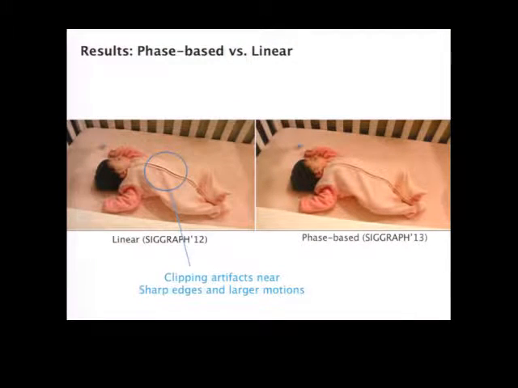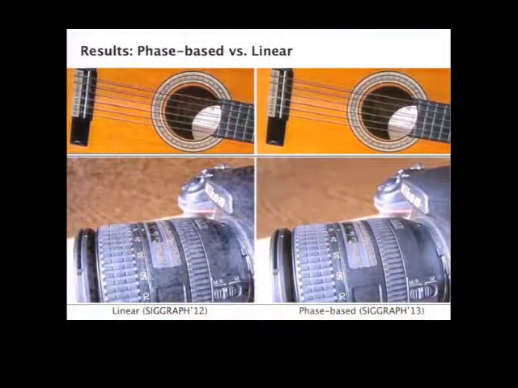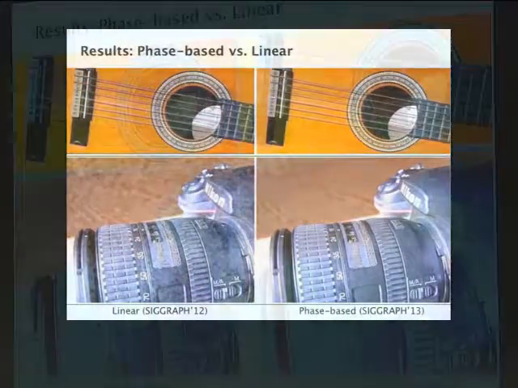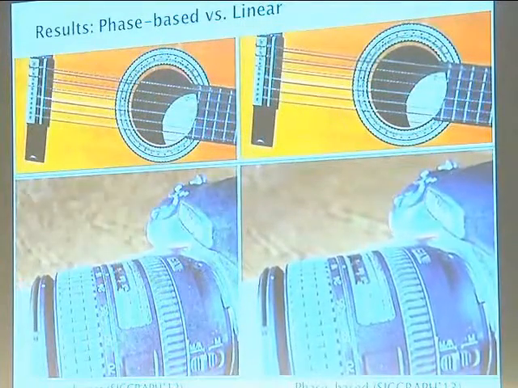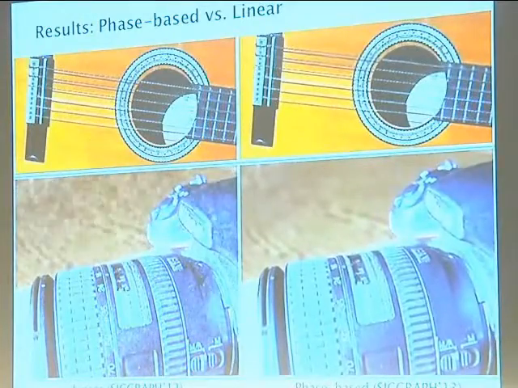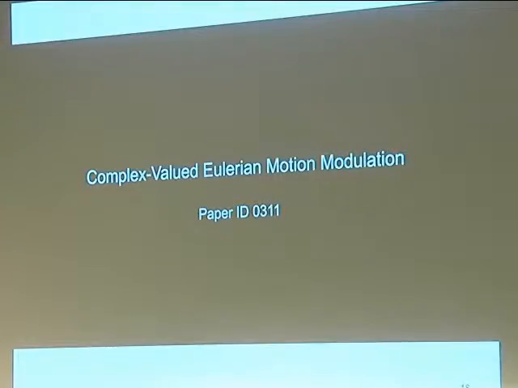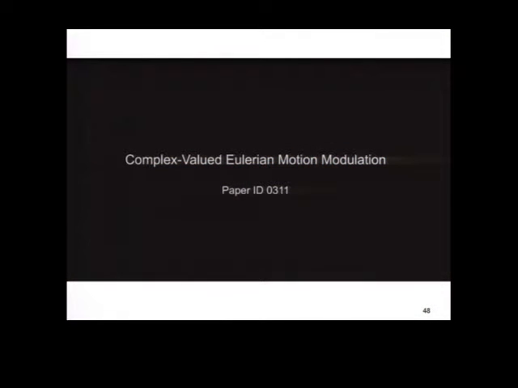Why is that doing that? Okay. So again, left column is last year, right column is this year. So again, we can push the strings farther, we can push the camera farther, and we have much less of the noise present in the constant regions. Okay, so let me show you also some of the new things we can do. Let's see.